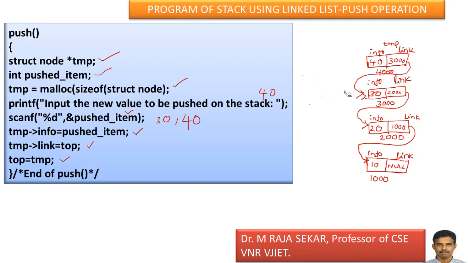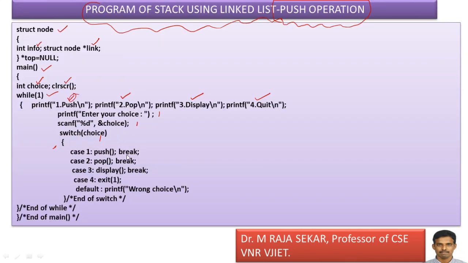Top equal to TMP. Let me write here. Top equal to TMP. TMP means 4000. Isn't it? Yes, top equal to TMP. Now, where can I go? I must go back. Let me go back. Break will get executed. In push function, after push break, after break means you will come out of the switch, end of switch. Again I will go back to while loop.